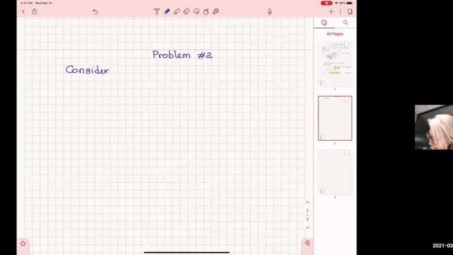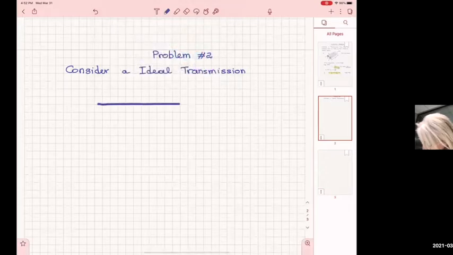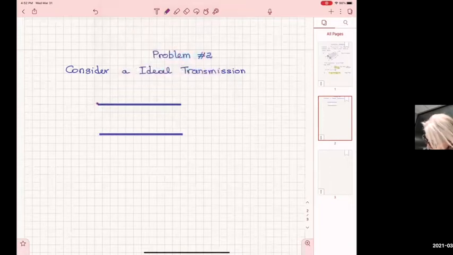So here is what we are going to do based on what we've learned today. The second problem is: consider an ideal transmission line. When I say ideal transmission line, it means not a two-conductor line, not a coaxial, not a microstrip. It means like these two wires, the symbolic representation. An ideal transmission line is when I use the symbolic representation, which is like this. That's an ideal transmission line.